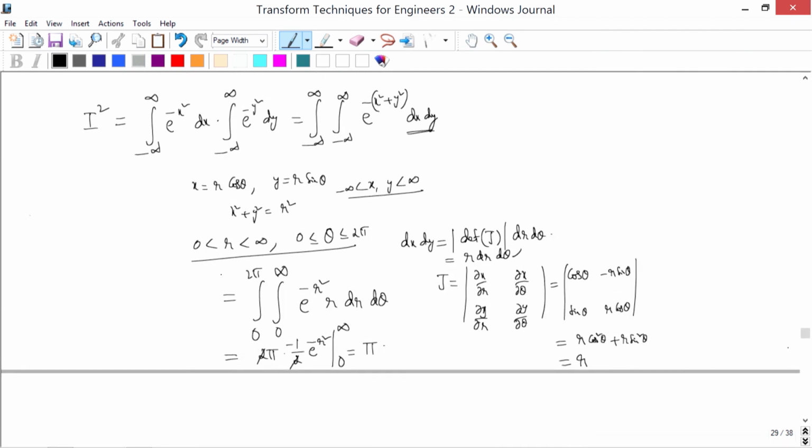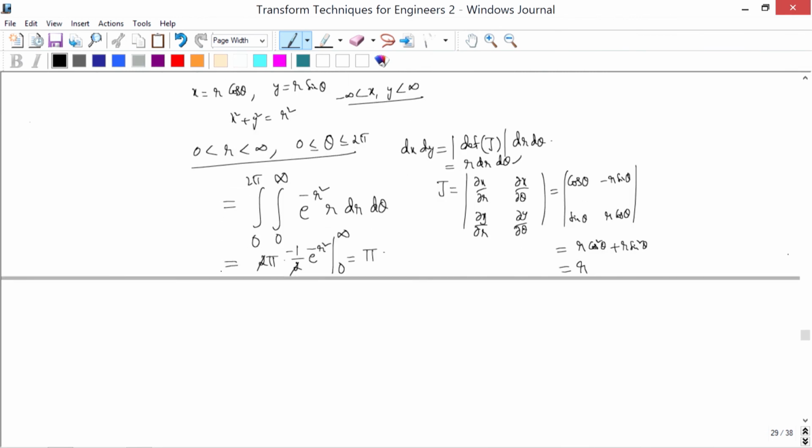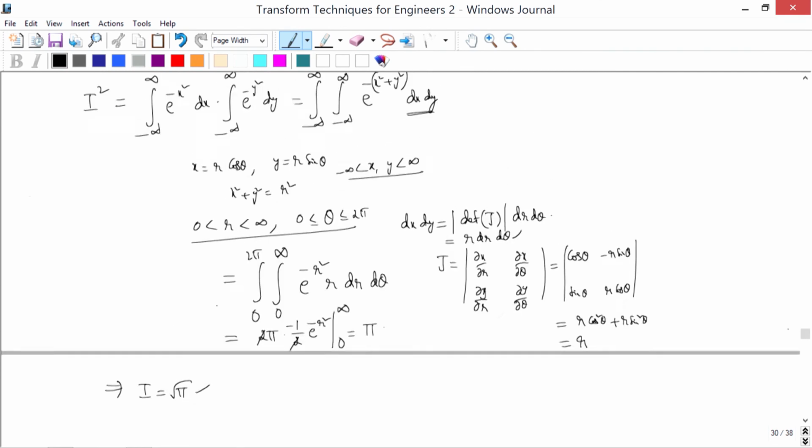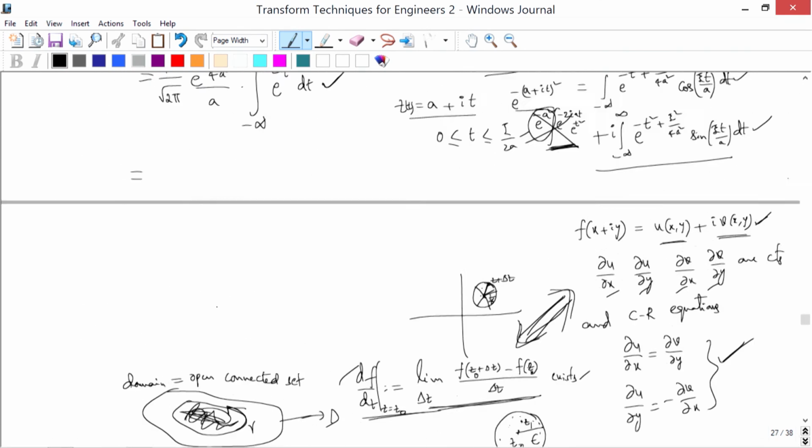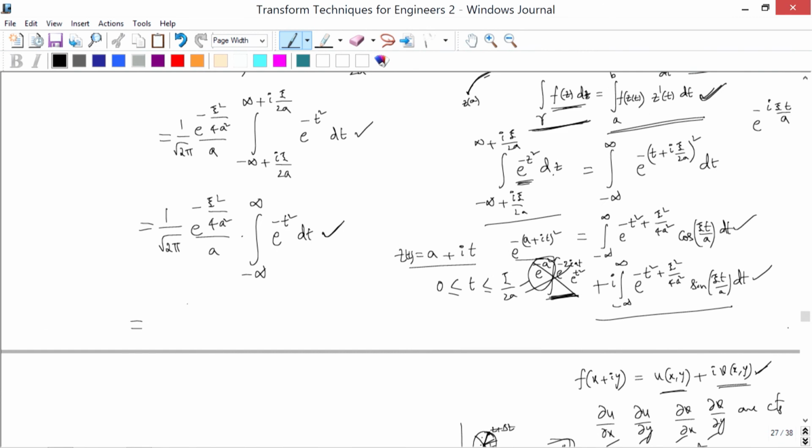So, I square is pi, which implies I is root pi. I is actually what you want here. So, the value of this integral is root pi, and that root pi gives 1 by root 2 a times e power minus xi square by 4 a square, which is the result of the Fourier transform of the given function.